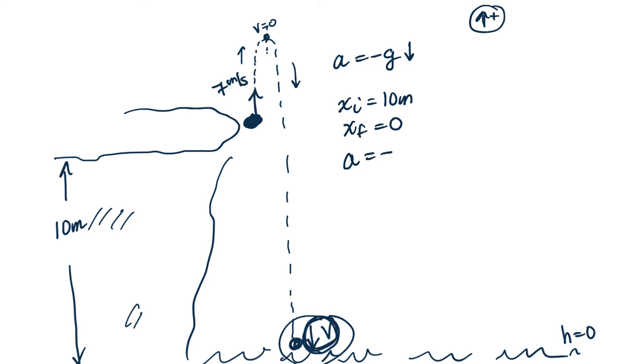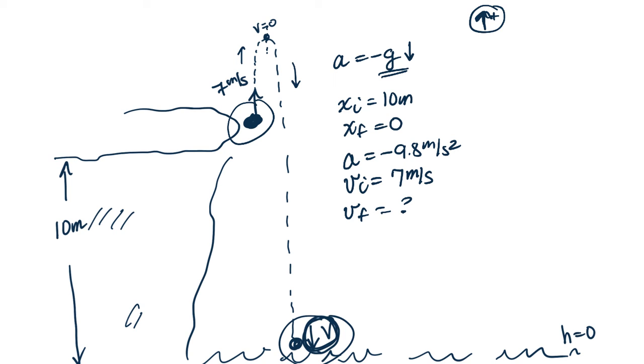My acceleration I know is negative g, or negative 9.8 meters per second squared, and that's because gravity always points down, and I've defined up as positive, so now the acceleration is down, which means it would be negative. My v initial back here is positive 7 meters per second. If I had instead thrown it down, that would be negative 7 meters per second, because it would be moving in the down direction instead of the up direction. My v final, which is when it hits the ground, I don't know what it is. And time, I don't know, but I don't care.